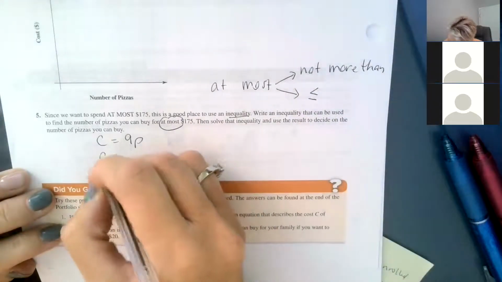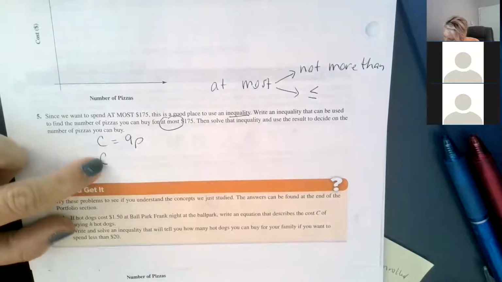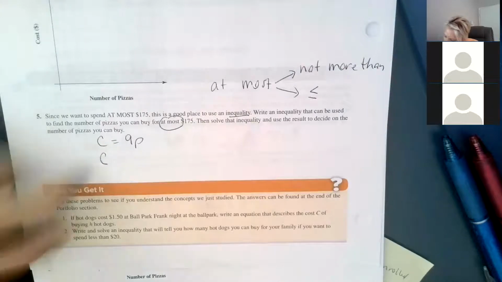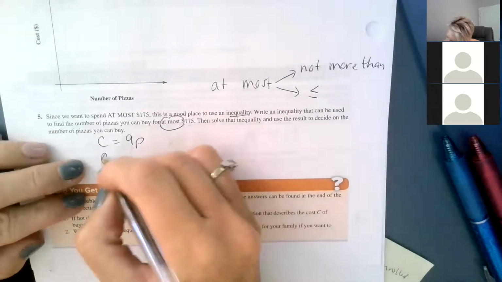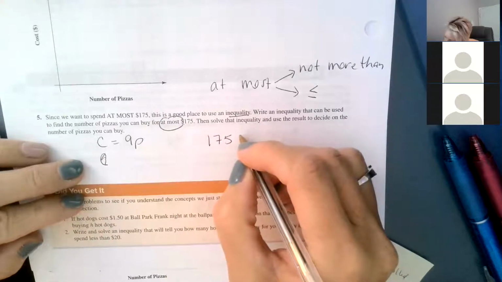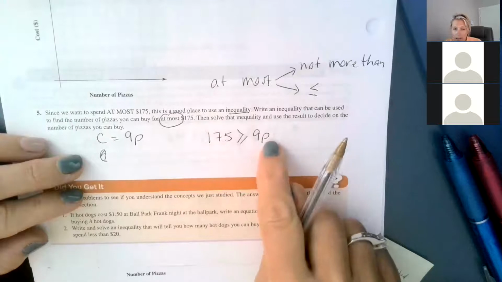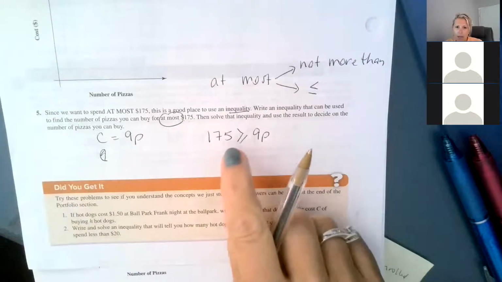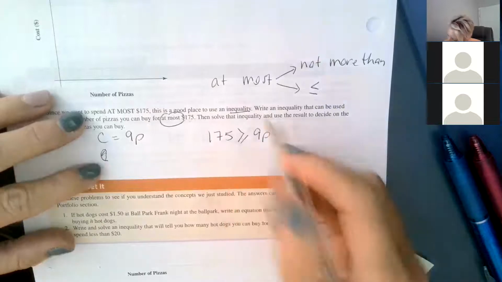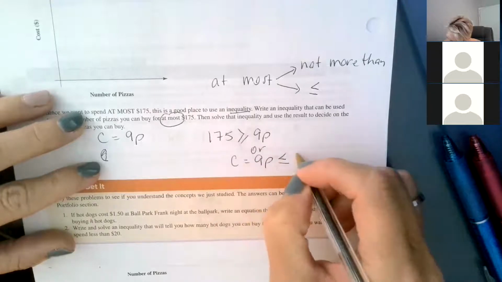So the cost... So really, we want the cost to be greater than or equal to, well, in our case, we don't want it to be more than 175. So we want 175 to be greater than or equal to the 9p, right? We want our number of pizzas times 9 to be under. So we can really write it like the cost, which is 9p, has to be less than or equal to 175.